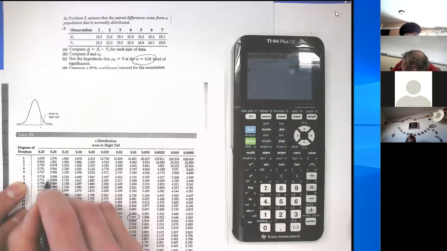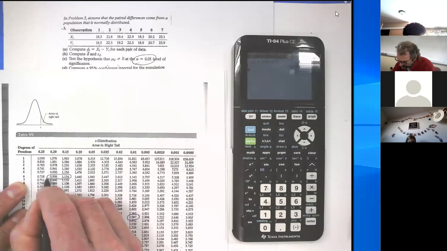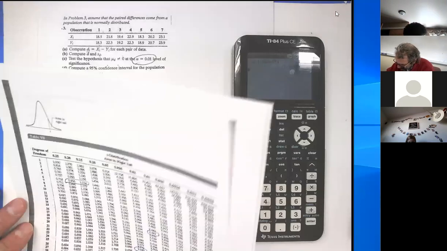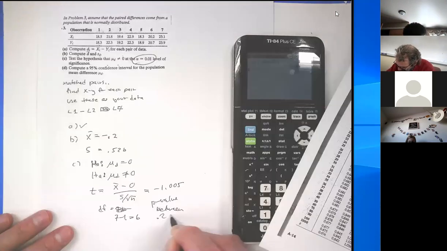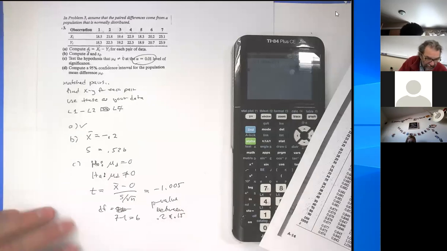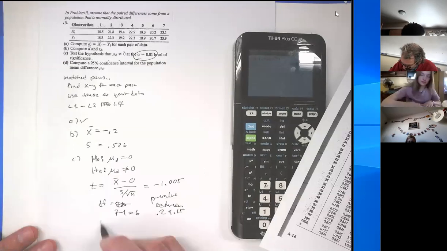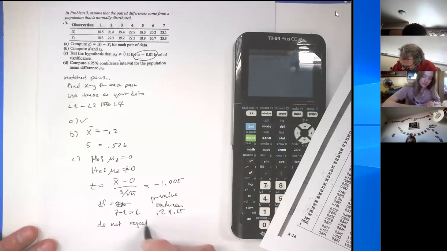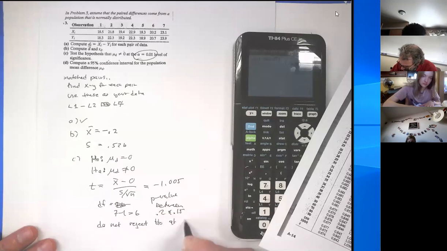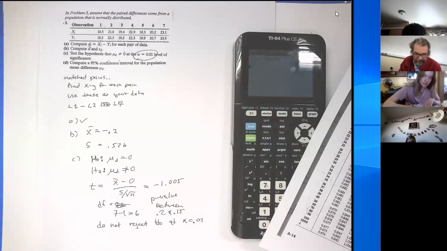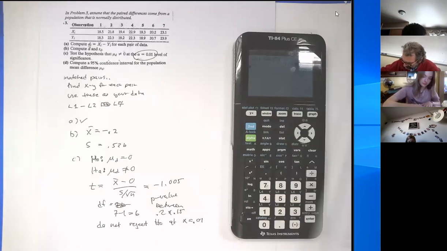So we're here. 0.2 and 0.15. So less than 0.2, but bigger than 0.15. So we do not reject H0 at alpha equal to 0.01. The p-value is so much bigger than 0.01. It'd even be bigger than 0.05.